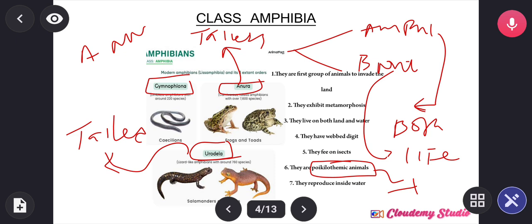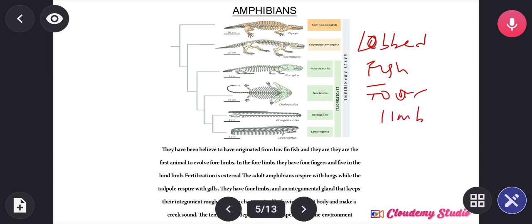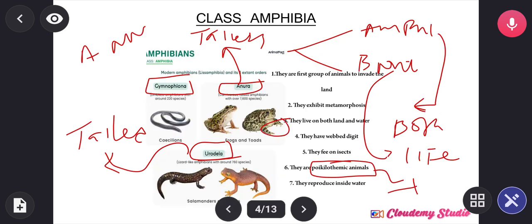Now, this group of animals is believed to originate from lobe-finned fish, and they are the first animals to have evolved four limbs. In their limbs, we have the forelimbs, that is the one at the front, and we have the hind limbs, that is the one at the back. The forelimbs have 4 digits, while the hind limbs have 5 digits. We just have to note that.